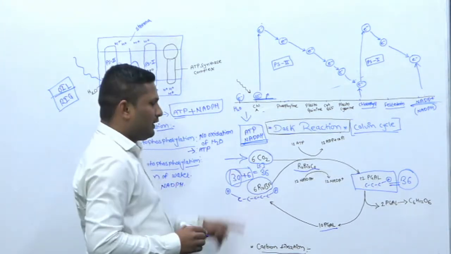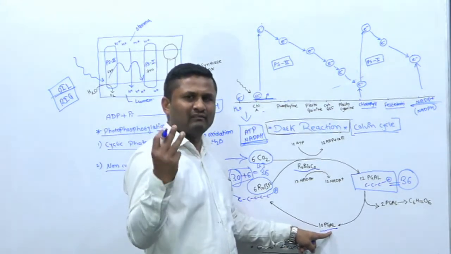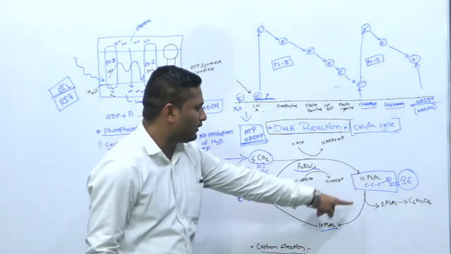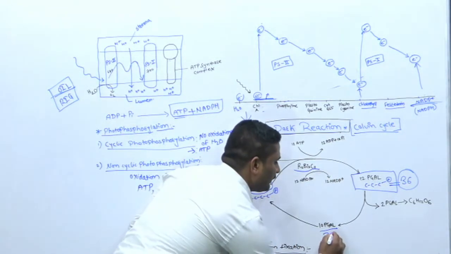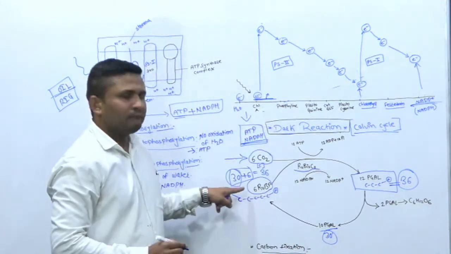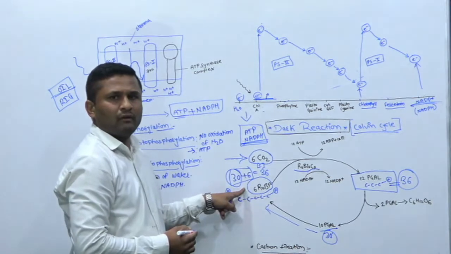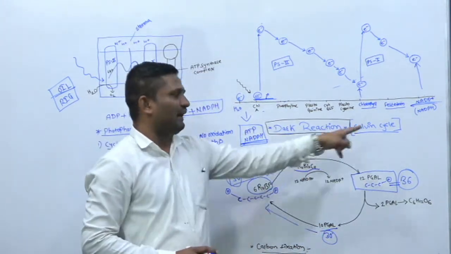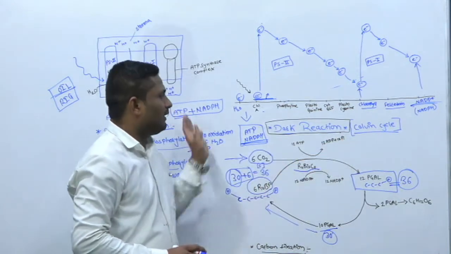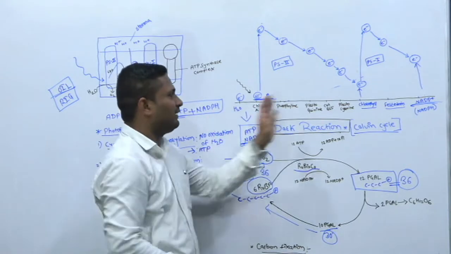So see, PGAL has 3 carbons. That means it is a 3 carbon compound. And how many molecules are going back? 10 molecules are going back. That means 30 carbons are here also. And they will again resynthesize this RuBP molecule. So that's why we call this a cycle, because what we are taking, we are giving it back, and that's why it is a cycle.